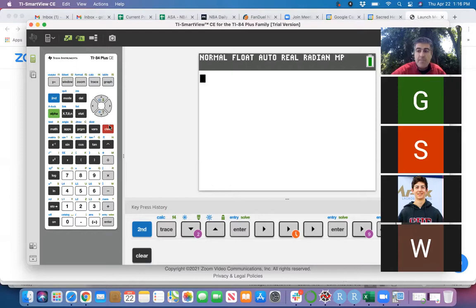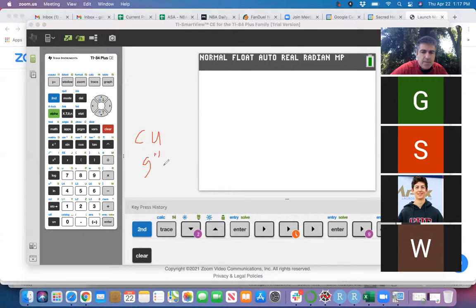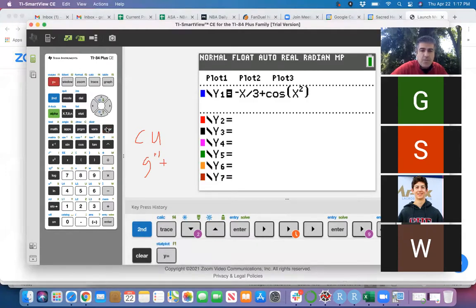So you want to know when you're concave up. Now remember, concave up when f, or in this case g double prime is positive. When g double prime is positive. And you're already given the g double prime equation, so that's what we're going to do. We're just going to go straight to y equals, just punch it in very carefully.